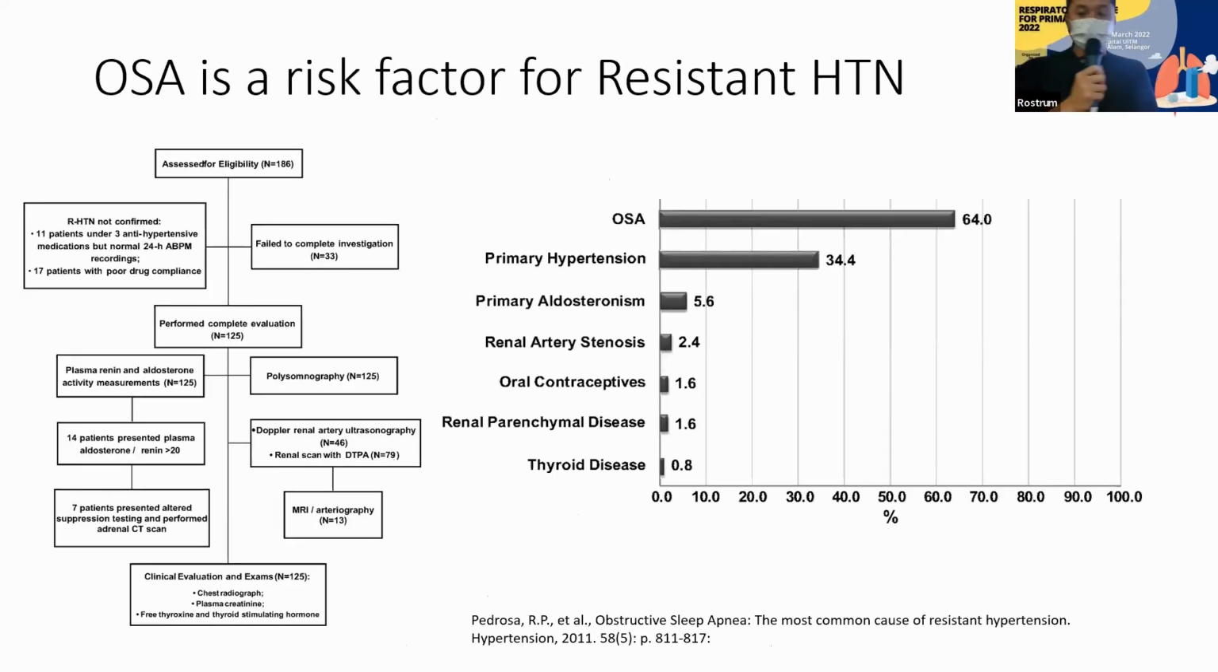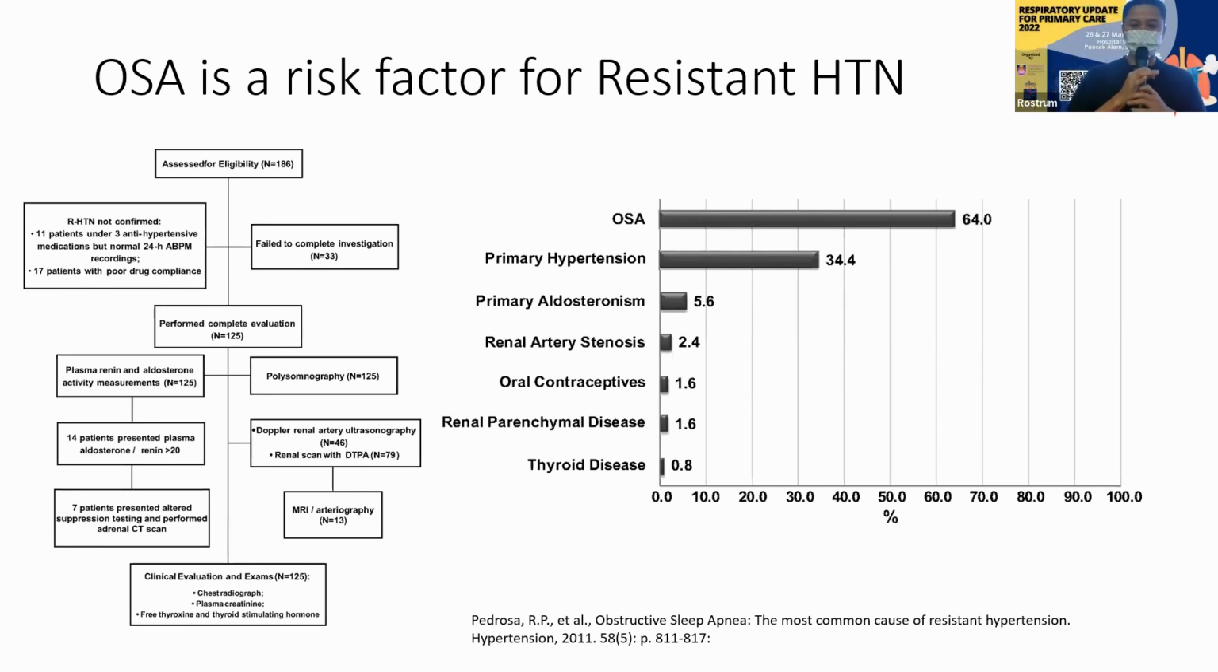Not only is OSA shown to be a cause of incident hypertension, OSA is also strongly associated with resistant hypertension. In this study done by Pedrosa et al., published in the Hypertension Journal in 2011, the authors studied about 125 patients with resistant hypertension. All 125 patients underwent complete evaluation, which includes plasma renin and aldosterone measurement, urine metanephrine, urine cortisol, thyroid function test, Doppler renal ultrasound, and also polysomnography.